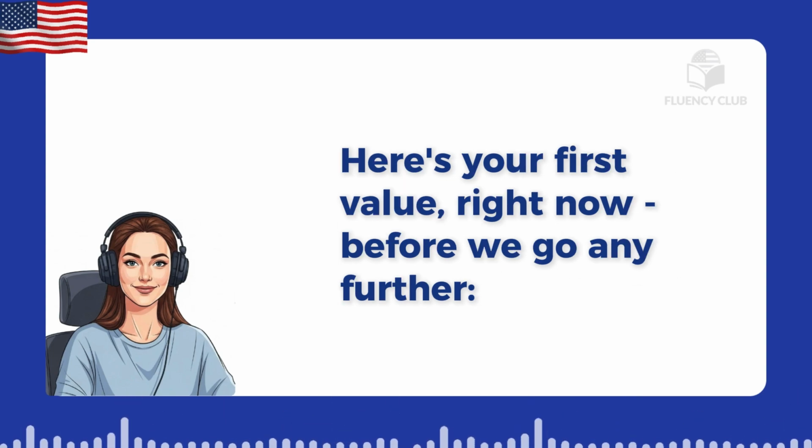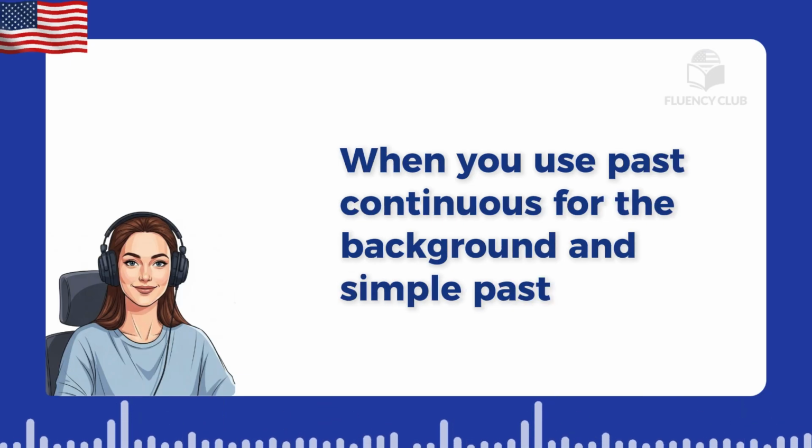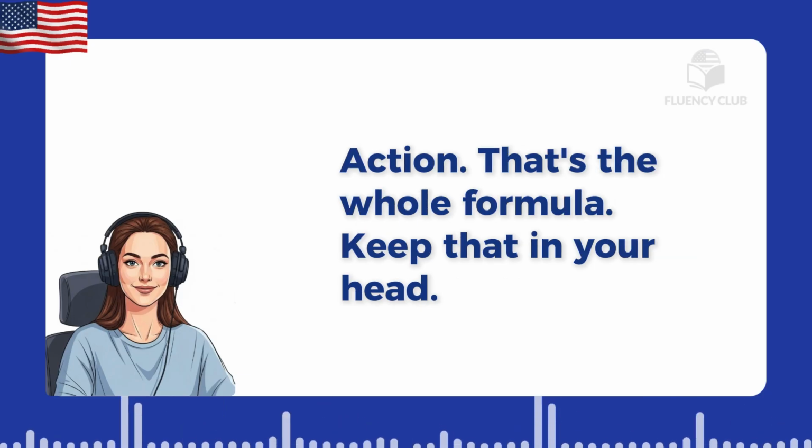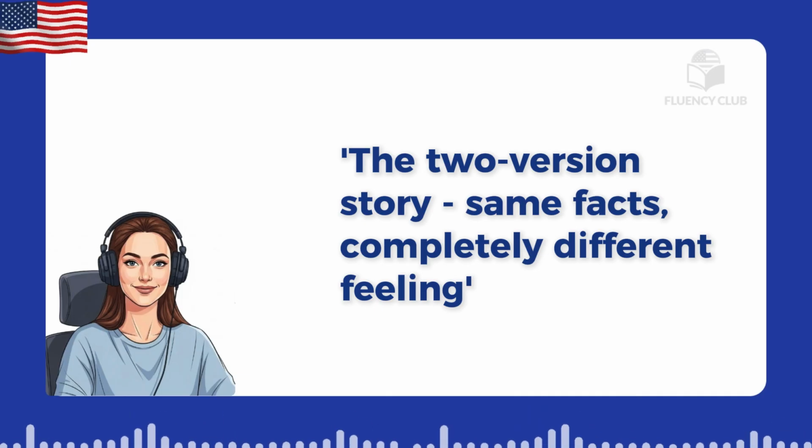Here's your first value right now before we go any further. When you use past continuous for the background and simple past for the action, you create a movie in the listener's mind. Background, action, that's the whole formula. Keep that in your head. The 2 version story, same facts, completely different feeling.